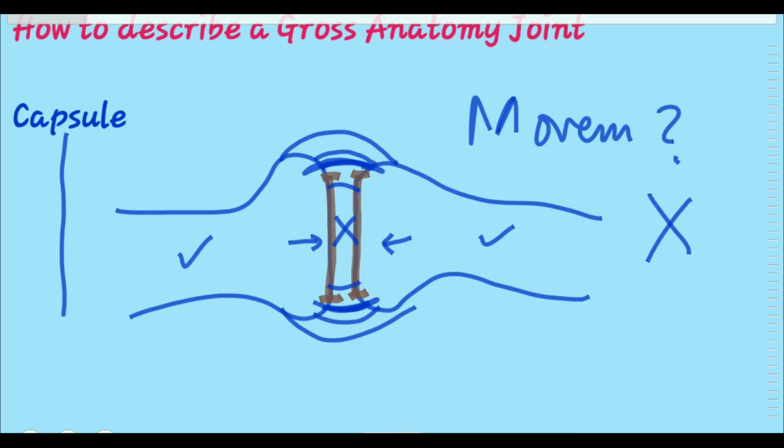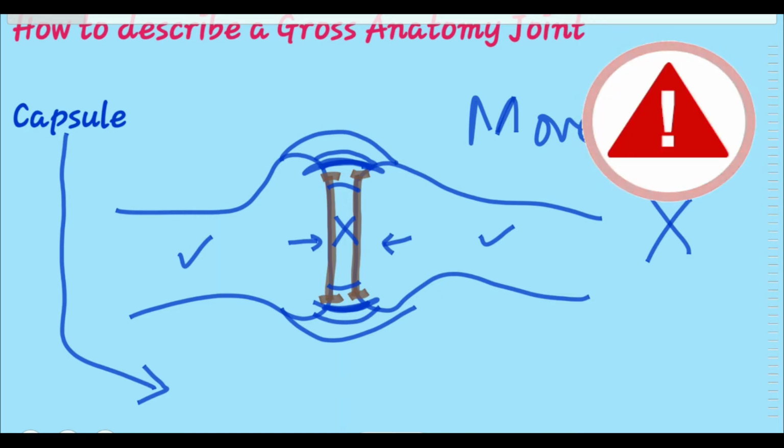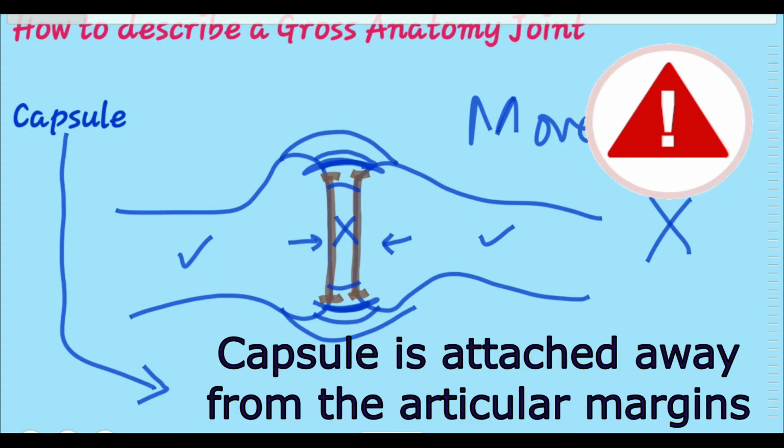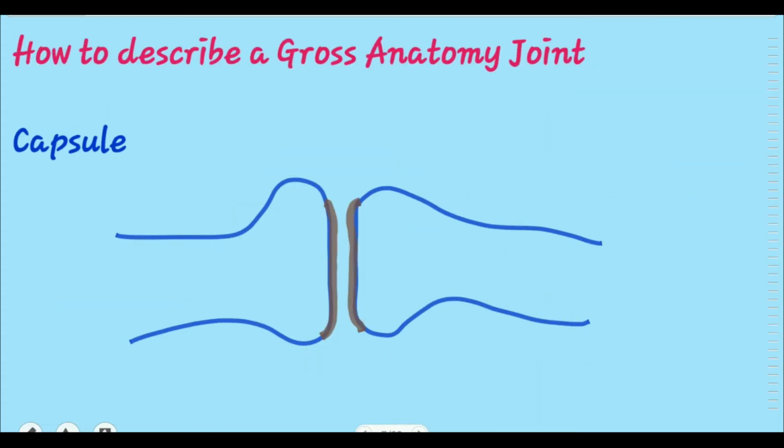Here comes the most important sentence that you have to write down. Whatever you know about the attachment of the capsule, you will write down the attachment of the capsule. At the end, you will write down: capsule is attached away from the articular margins. This is important. Now the second most important fact about the capsule is what it includes: what parts of the bone are included by the capsule, what parts of the bone are excluded by the capsule.